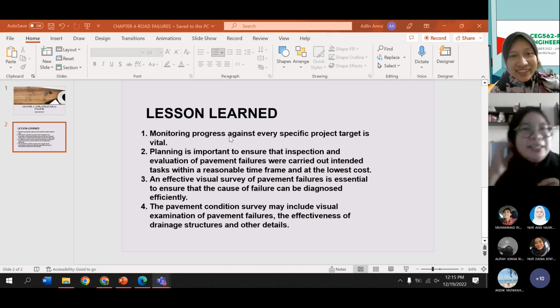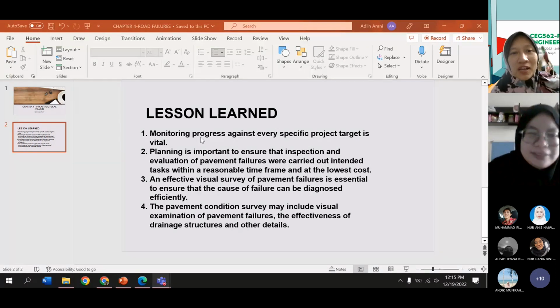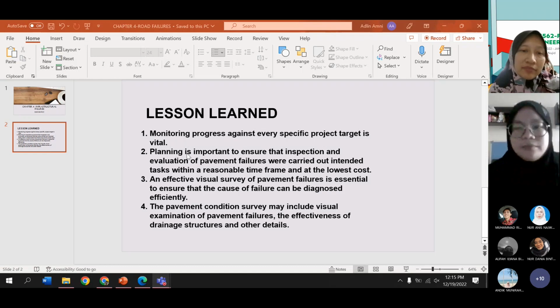Lesson learned from the text is that we should monitoring progress against every specific project target is vital. Okay, what's your suggestion monitoring tu? Monitoring progress tu berapa frequent yang kita boleh buat?